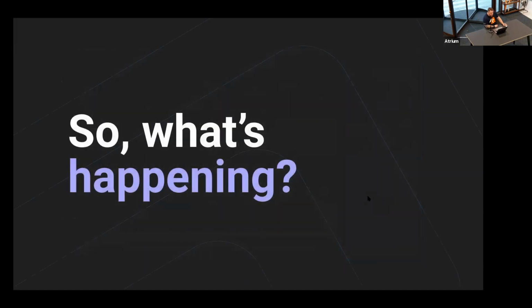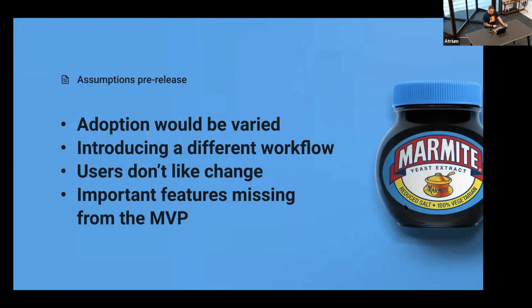So what's happening with the inspector? Before we released it, we had some assumptions on what the reception would be like. We knew it would be very varied and it would be like Marmite. Some people love it, some people hate it. And this is because it introduced a new workflow for users, by removing tabs that they previously used into the contextual side panel. Users don't like change, we know that pretty much. We felt important features were missing from the MVP, such as the ability to resize it, to be able to dock it to the left and so on.